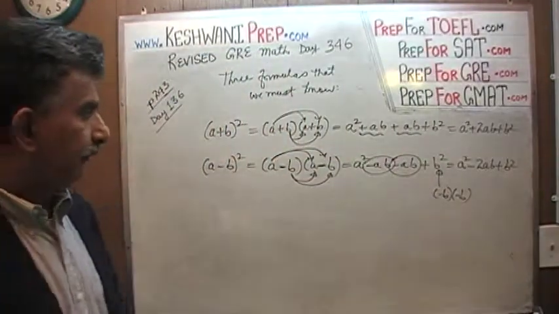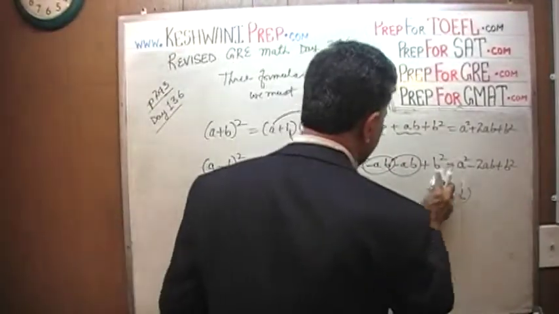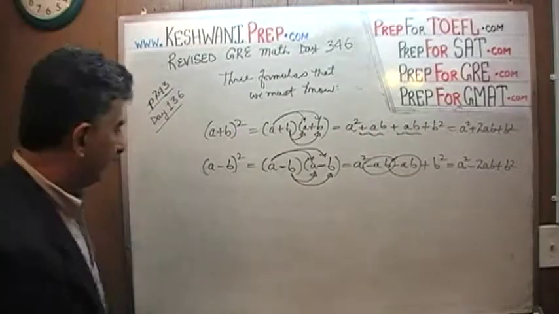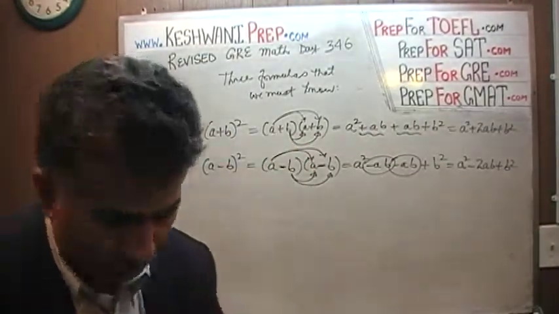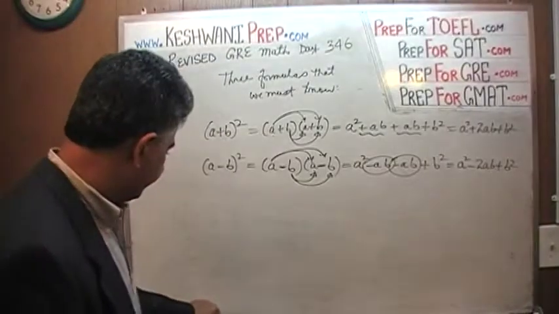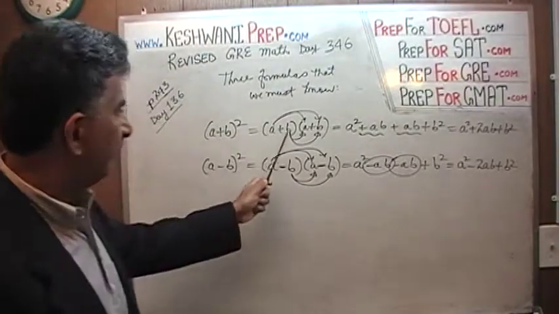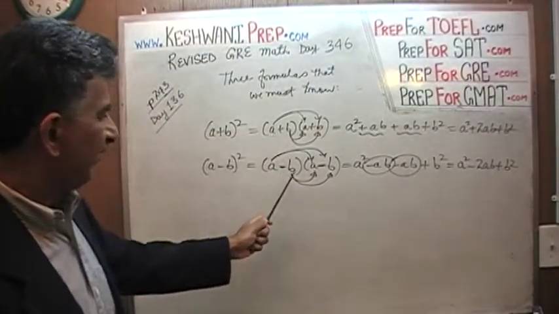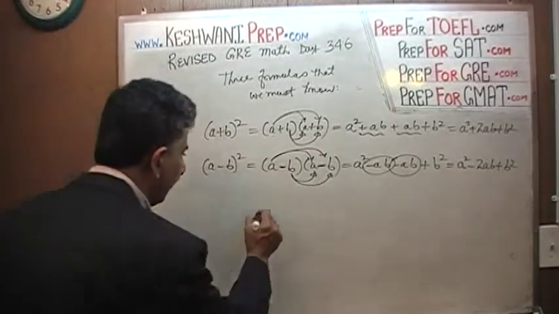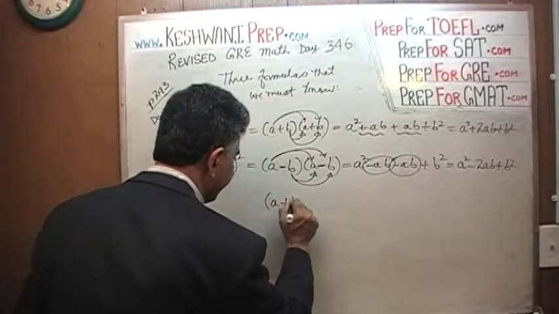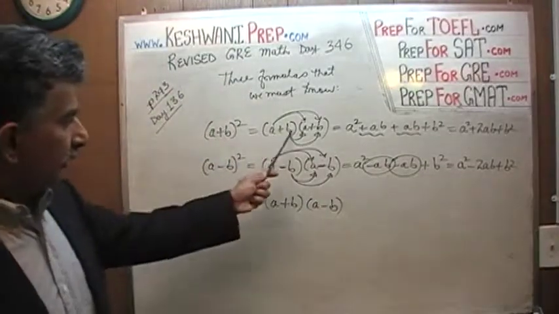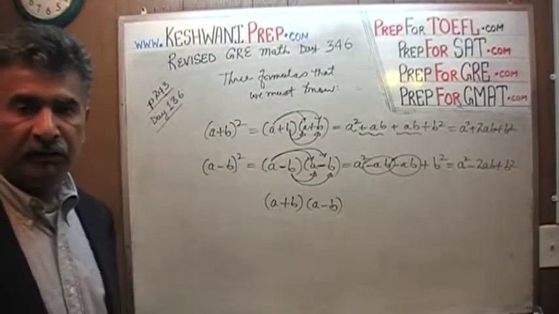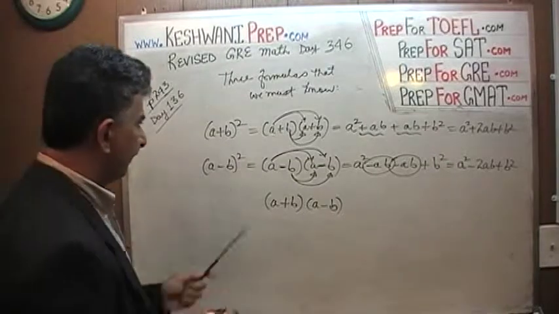So far so good. Let's do the last one. Here we have a plus b times a plus b, then we have a minus b times a minus b, and the last one that we have to deal with for the exam is a plus b times a minus b. We have to remember what the product of these three pairs equals.